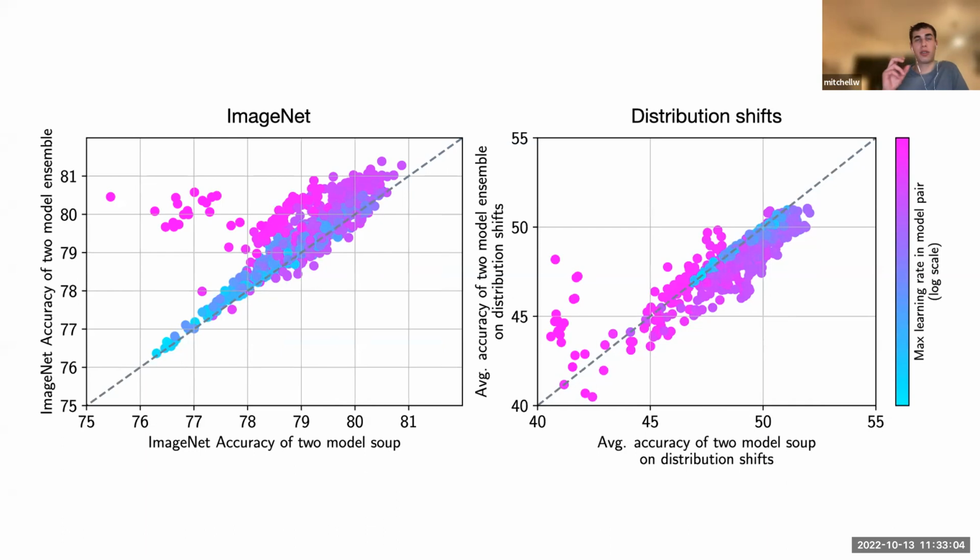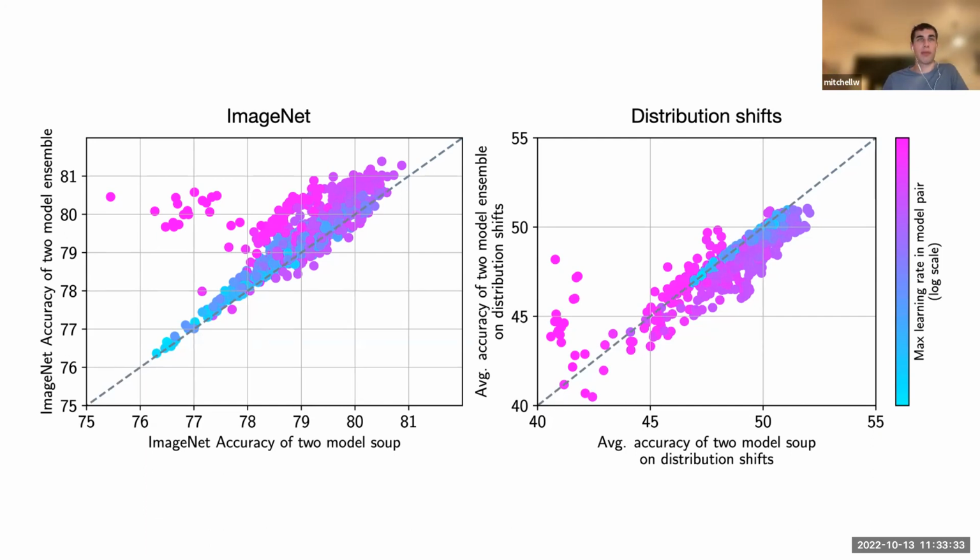So in these two plots, the left one is ImageNet and the right one is distribution shifts. We put the accuracy of the model soup on the x-axis for various model pairs, and on the y-axis, we have the accuracy of the two-model ensemble. We see that things largely follow the diagonal, meaning that the performance of the soup looks a lot like the performance of the ensemble.